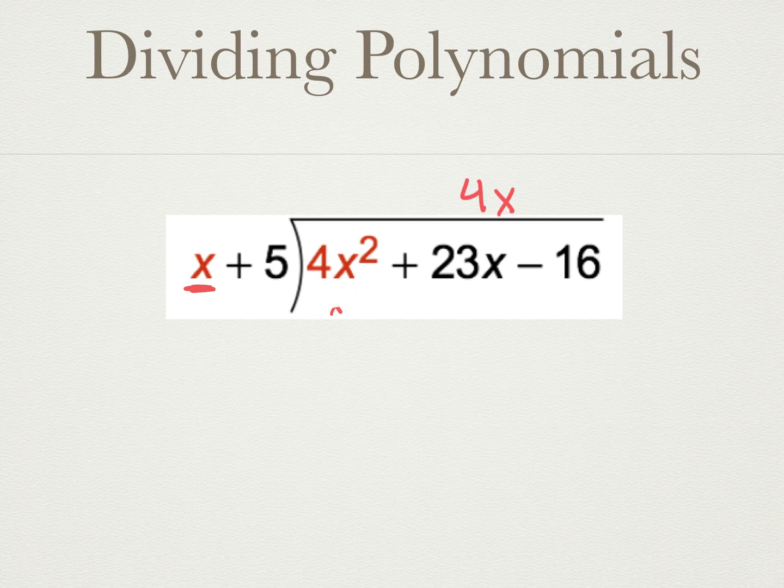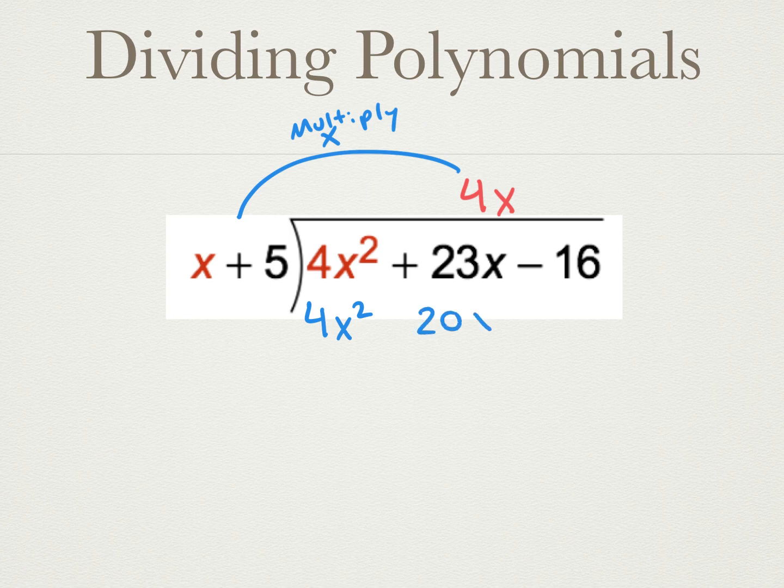In the long division that I did with numbers, once I wrote something on top, then what did I do? Multiply. So I'm going to multiply what I write out up top with everything out front. So I multiply here. So what's 4x times x? 4x squared. And then what's 4x times 5? 20x.